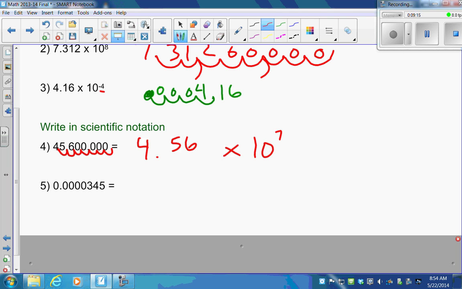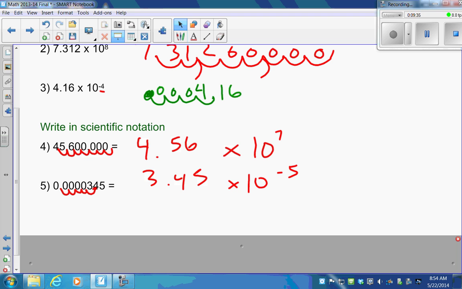Last one, I have a very small number. Again, I need to get it right there, 3.45. I know that can be confusing since we're not going to the end, but right after your first number is where my decimal goes. I have to move it 1, 2, 3, 4, 5 times 10, and it's a negative number, 10 to the negative 5th. I hope that was helpful. That's all we're going to do in scientific notation. Let's jump right ahead.